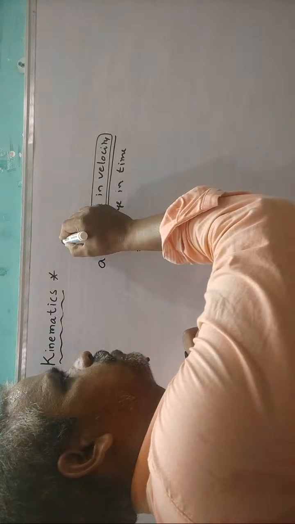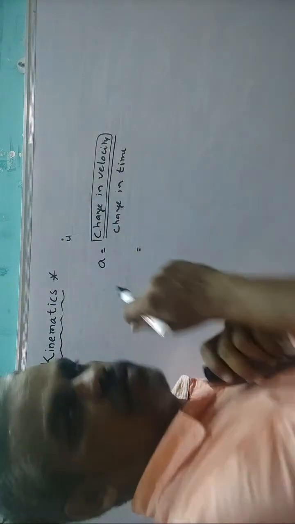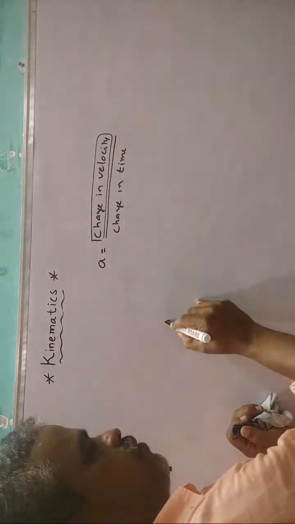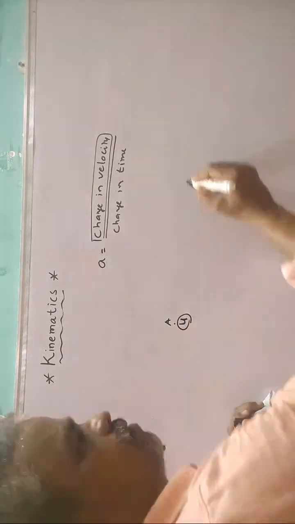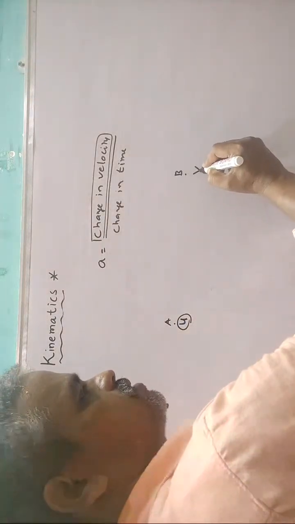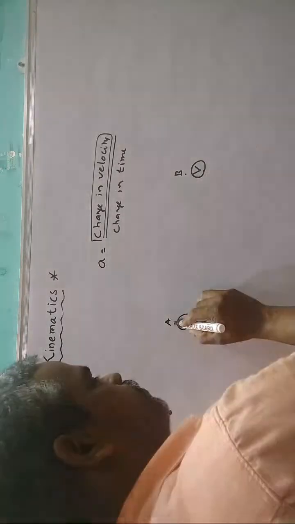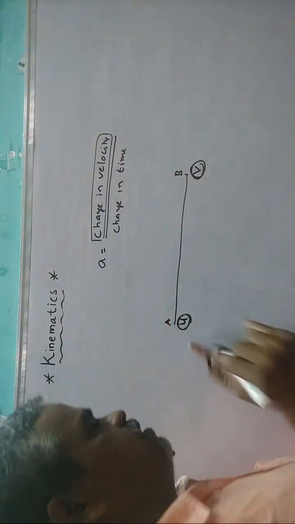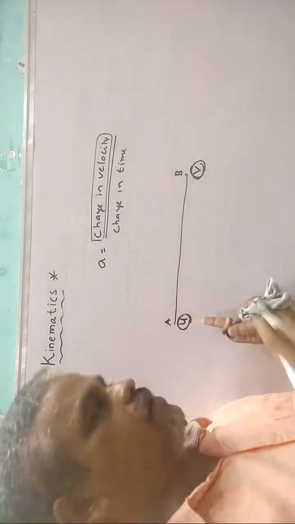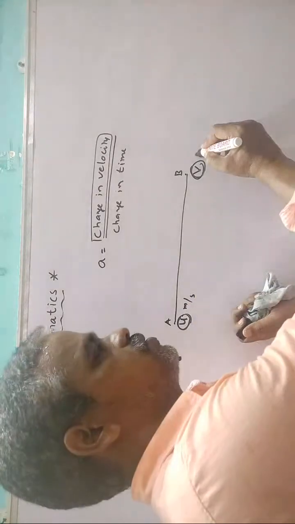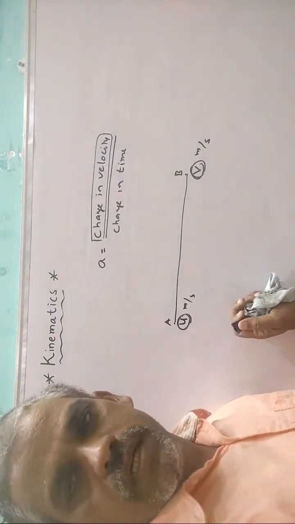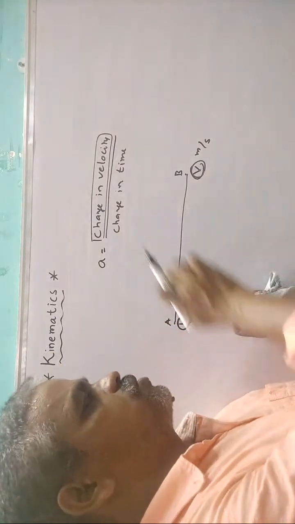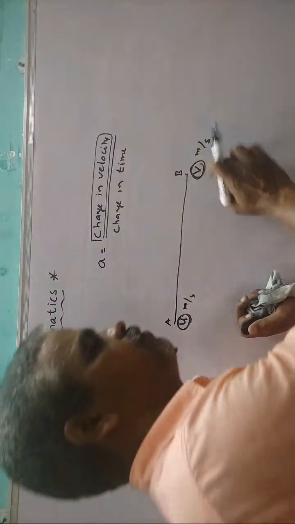For example, a body starts with u velocity. See this, here at point A, the body has initial velocity u. Finally it reaches B, where the velocity changes to v. So the velocity u changes to v. The body has initial velocity u meter per second, finally changing to v meter per second. Is there a change or not? Yes, u meter per second changes to v meter per second.